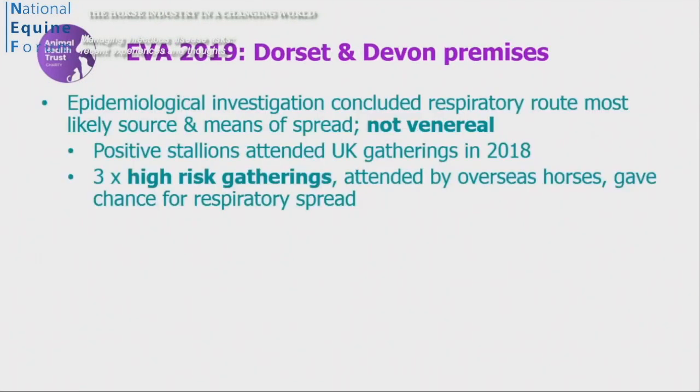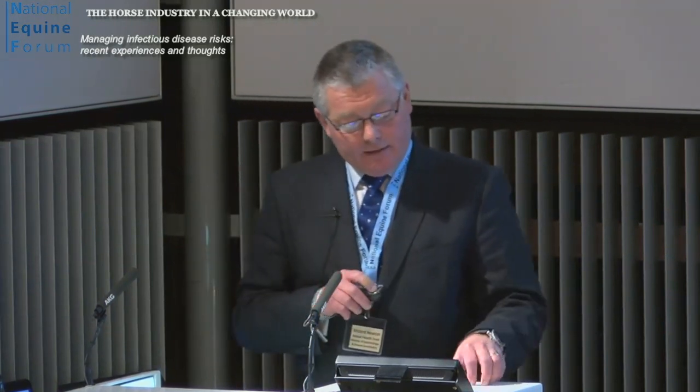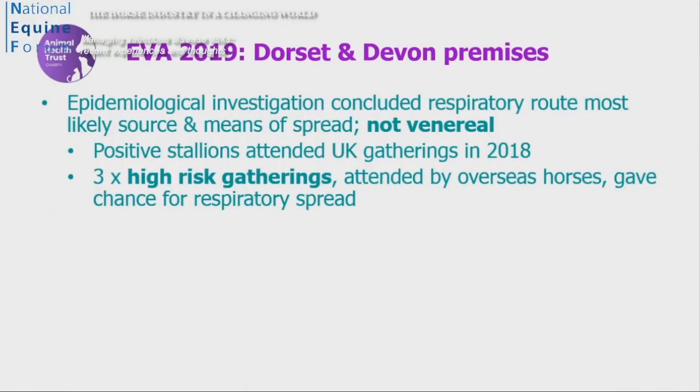So I'll return to the Dorset and the Devon premises because this is where the interest lies. The epidemiological investigation by DEFRA identified in these outbreaks that in fact the respiratory route, even though they were stallions, was the most likely source and means of spread that this disease or this infection was circulating. It was not a venereal transmission.